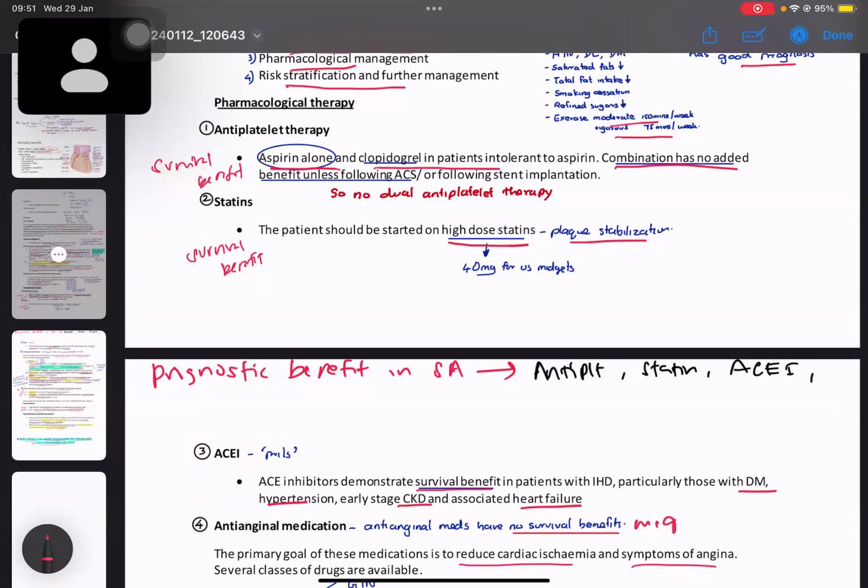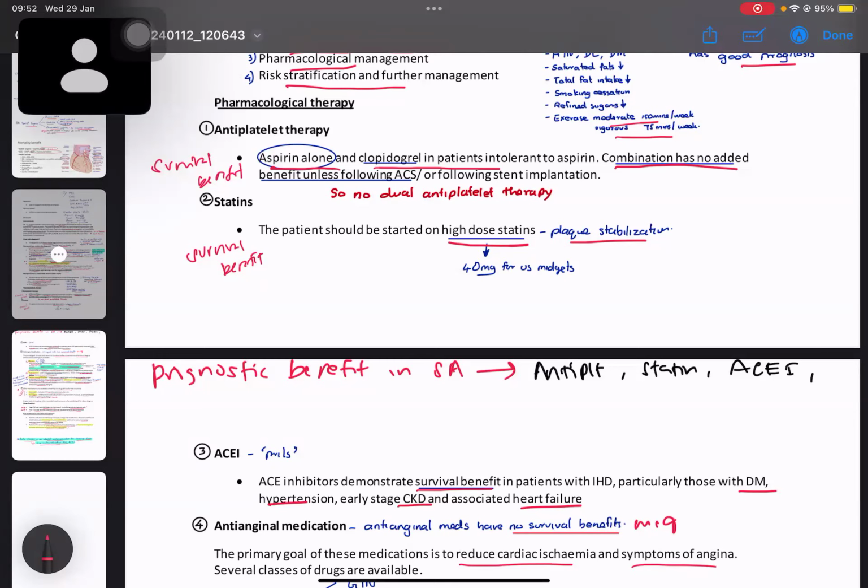It means only after doing research have they found that some of the drugs in some of the conditions have survival benefit. So without the research evidence, we can't say survival benefit. So aspirin has survival benefit in chronic stable angina, but we can't say we can use aspirin for any disease for the survival benefit.